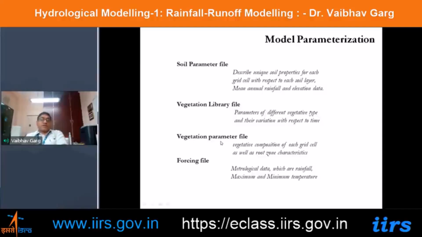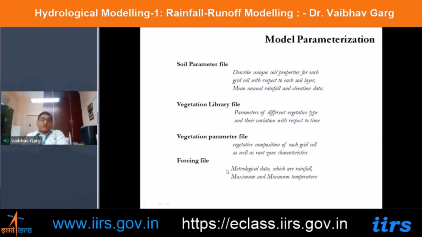Whereas in the vegetation parameter file, we are providing the vegetative composition of each grid cell as well as the root zone characteristics. So within a grid, what kind of land use is present, that we are defining in the vegetation parameter file. Whereas in the vegetation library file, how the different parameters of vegetation, such as architectural resistance, aerodynamic resistance, displacement, and albedo vary with time throughout the year, that we are defining in the vegetation library file.